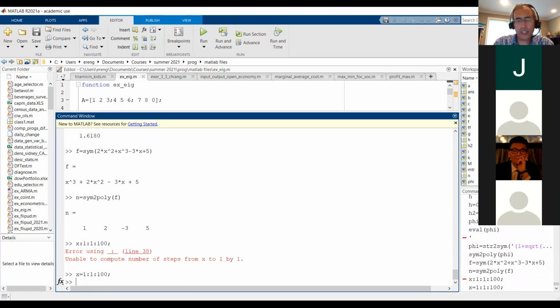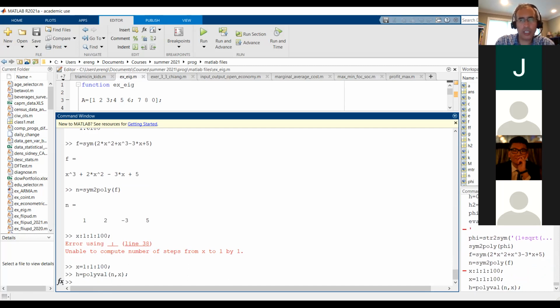And then what I can do is simply define, let's say, h equals polyval. Do you agree? What is my polynomial? My polynomial is n, and I want to evaluate this in x. Agree with me or not, guys? So I have my evaluation. So we can simply plot x comma h.